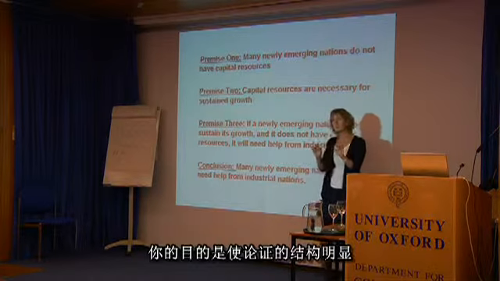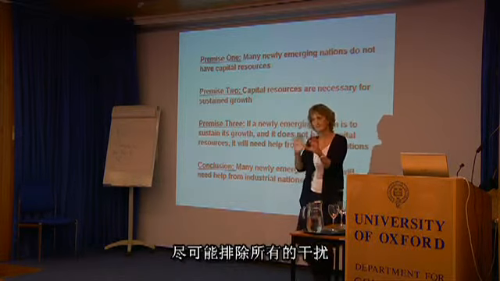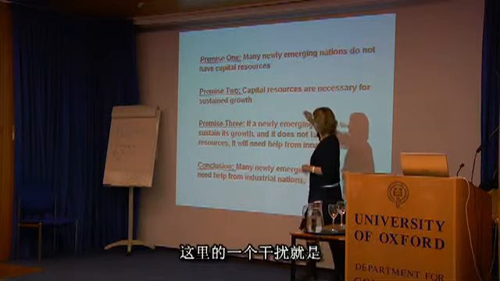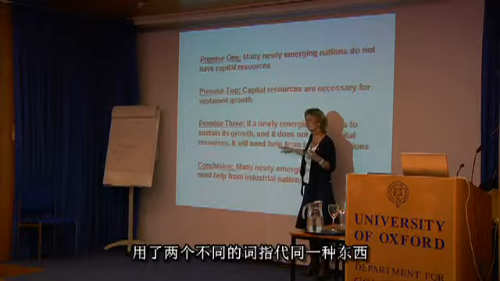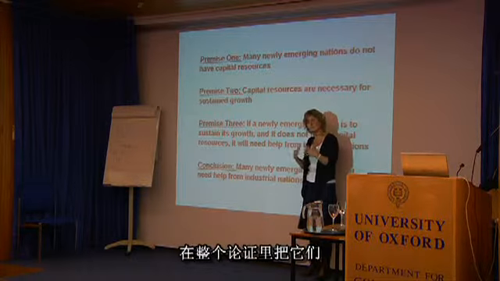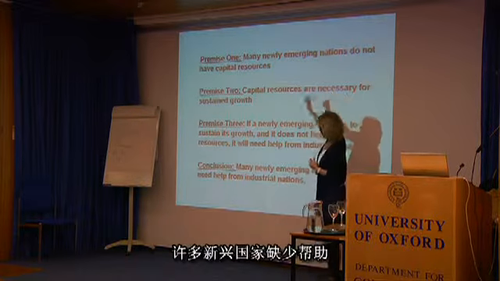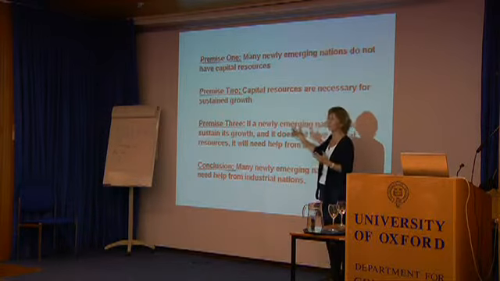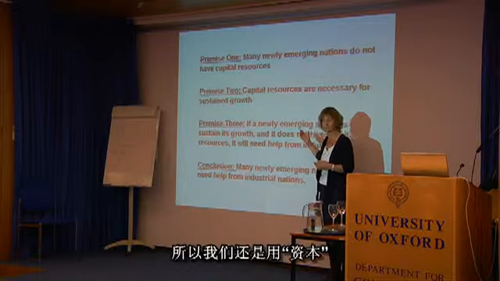Well, what you're aiming to do is to reveal the structure of the argument, and you do that by getting rid of as many things that are distracting you from the structure as you can. One of the things distracting you here is that two different words or phrases are used for the same thing. So you change them so that you're using the same word throughout the argument. Now, you could just use "many newly emerging nations do not have help. Help is necessary for sustained growth." I mean, this suggests we shouldn't use "help," doesn't it? Okay, so let's use capital resources instead.